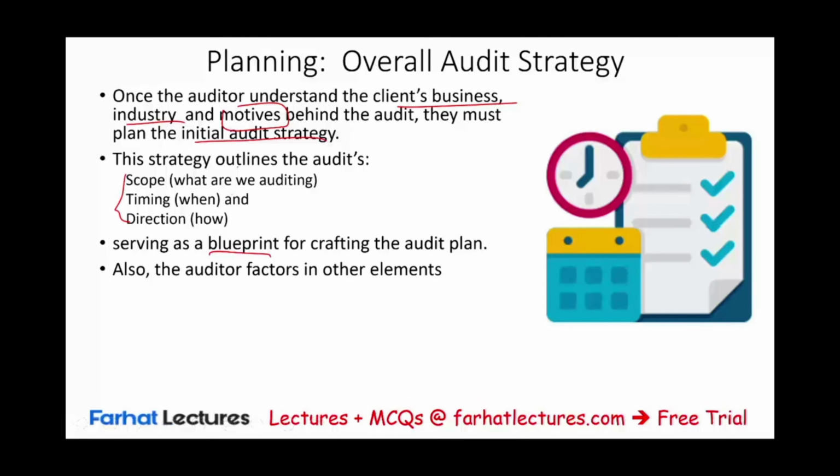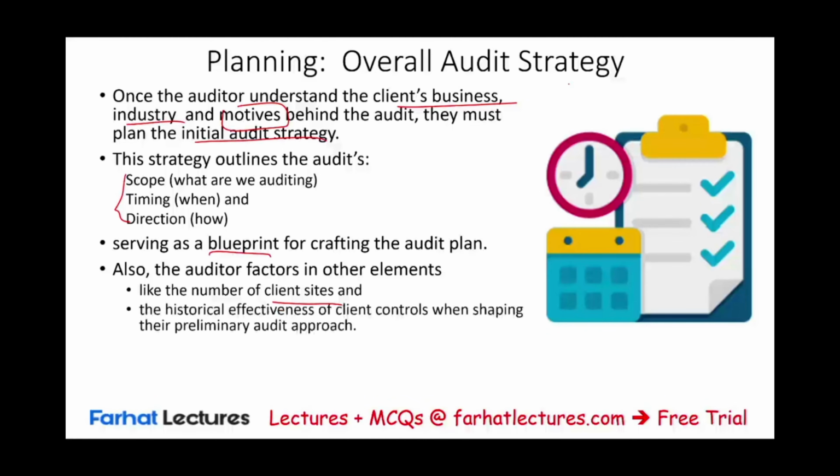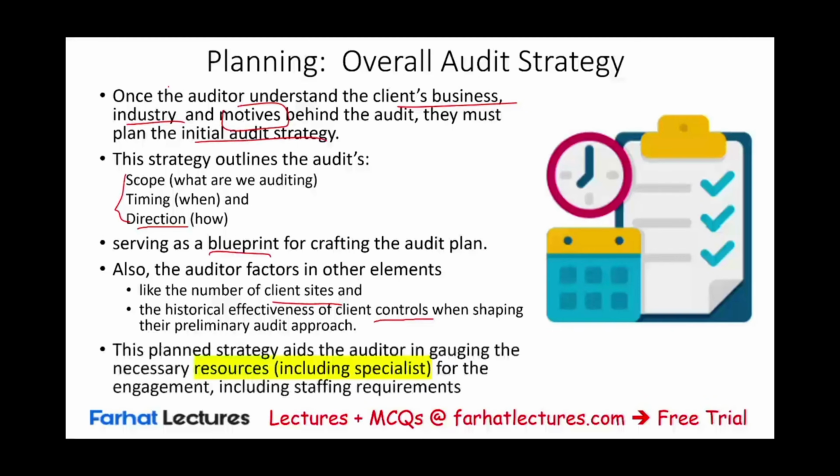Also, as part of planning, we will factor in other elements such as how many client sites this client has, because we have to budget for that. Also, we have to look at the historical effectiveness of their internal control. Why? Because that's going to help us determine how much we are going to do, the direction of the audit, the nature, timing, and extent. How much are we going to do? Timing is when are we going to do it, but how much of that work? Well, whether we are going to rely on their internal control or not will help us make that determination.